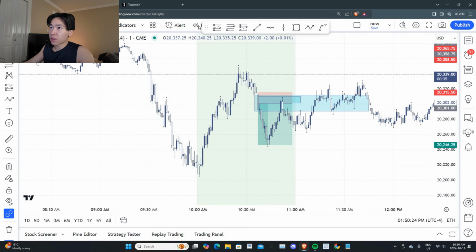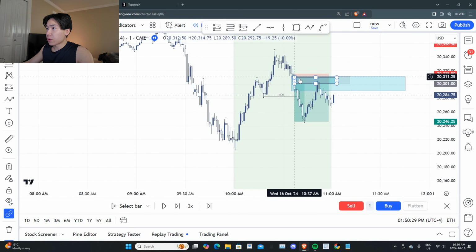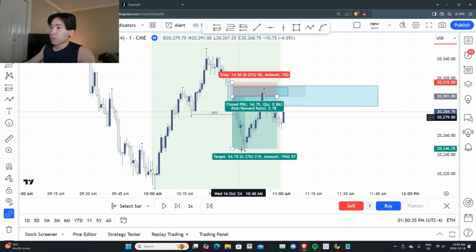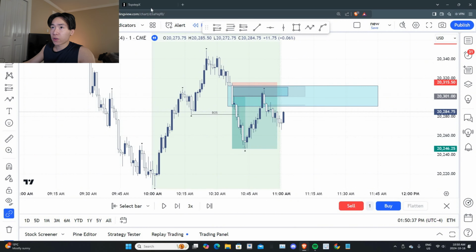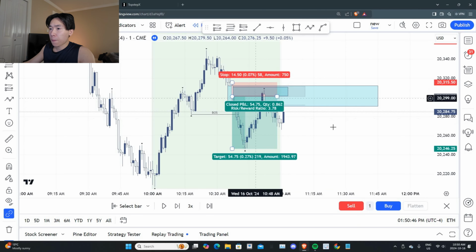basically I saw this as a break of structure lower. There was a fair value gap right over here. This is the 5 minute fair value gap, and within it is the 1 minute fair value gap. I ended up taking a short position right over here. I believe it was, how many was it? I think I took 3 contracts short in this place, right?